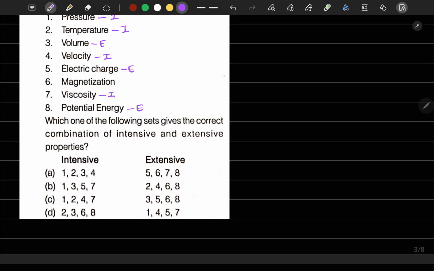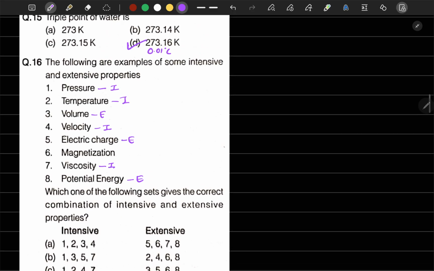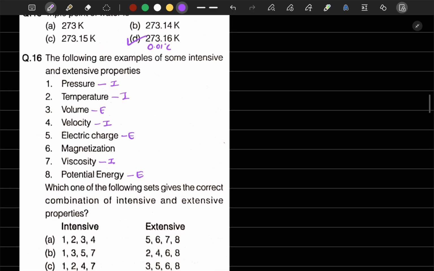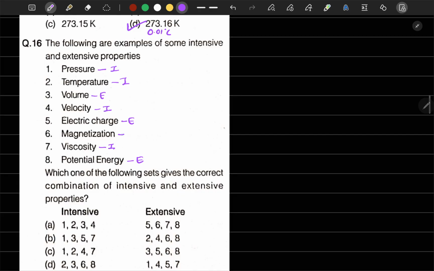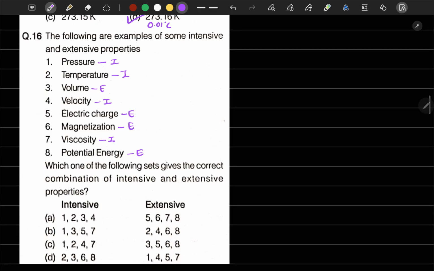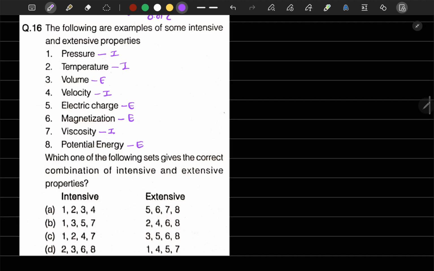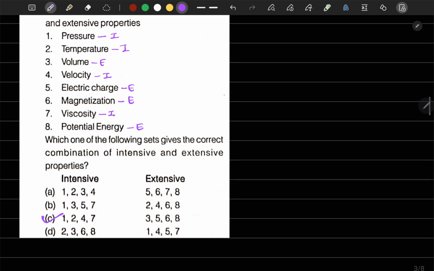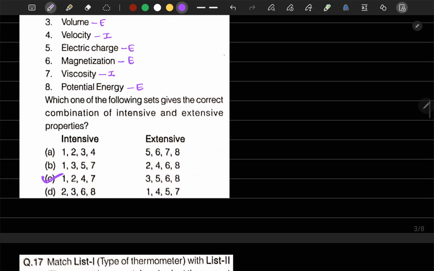Viscosity is an intensive property, because it is independent of mass. And magnetization is also an extensive property. So the correct option is 1, 2, 4 and 7. This is the correct option.